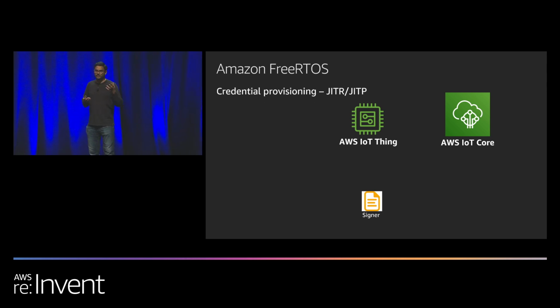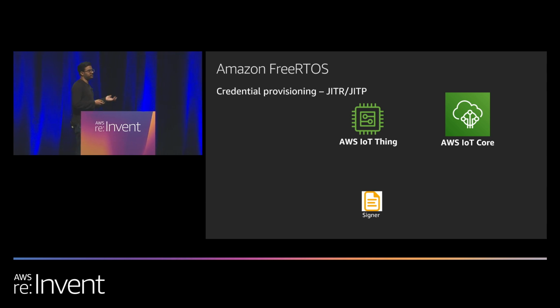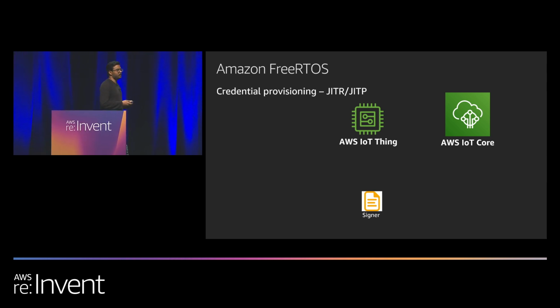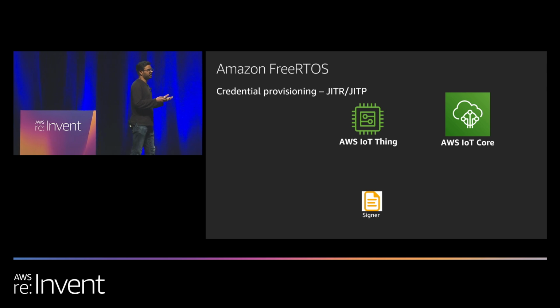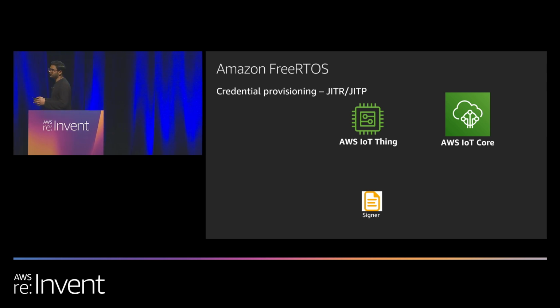Whereas in the just-in-time registration or provisioning world, the backend, the AWS IoT Core, doesn't have any idea of what the devices are. The device first connects to the AWS IoT Core, and that is when it decides that, oh, this is a new device that is actually authenticated, and allows it to be created, attaches the certificates and creates the policies for it.